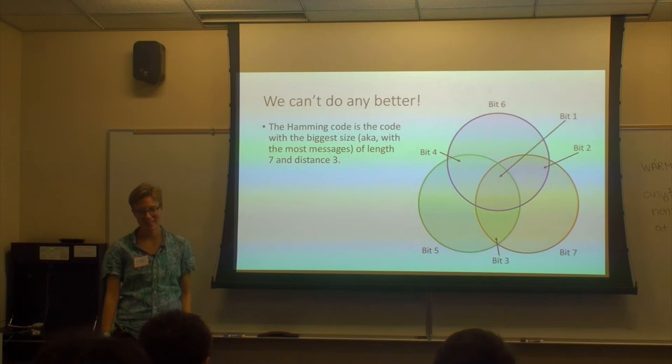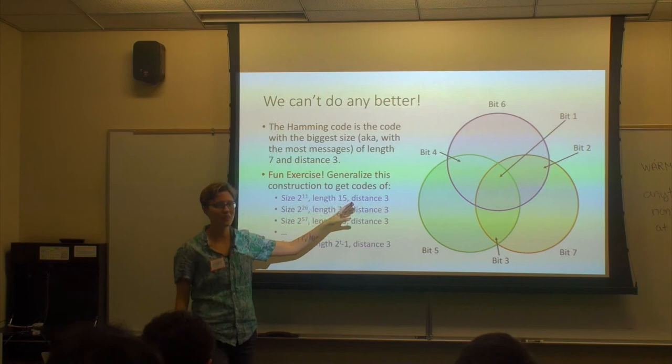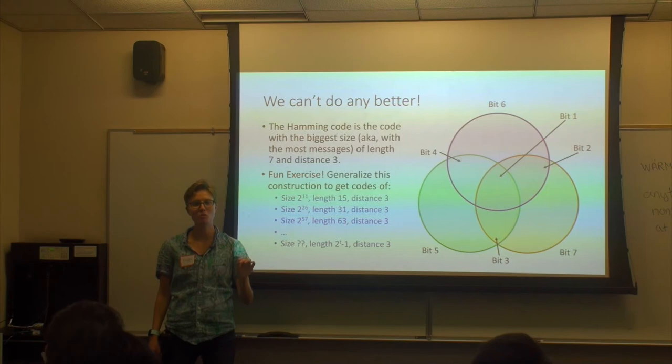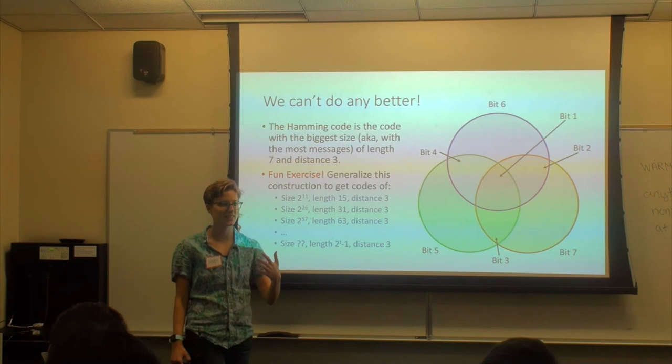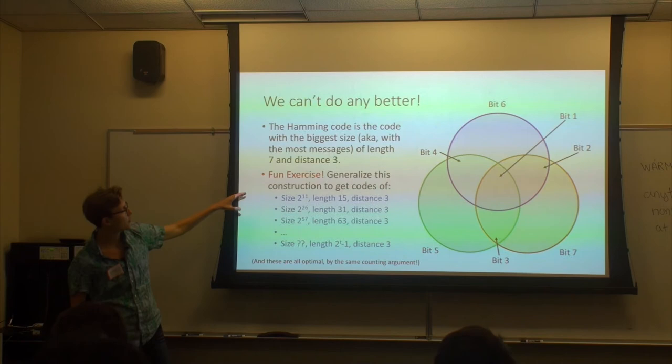So a fun exercise for you, and this is getting at one of the questions that was already asked, is how might we generalize this? This same construction, or a construction like this, does generalize to basically any length of the form 2 to the t minus 1. So this has length 7, which is 2 cubed minus 1. It also works for 2 to the 4th minus 1, length 15, 2 to the 5th minus 1, length 31, and so on. I'm not going to tell you how to do that now, but it's a fun exercise to think about how you might generalize this construction. Also to note that all of these are going to be optimal by the same counting argument that we just did on the board.